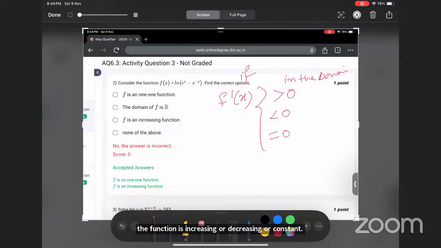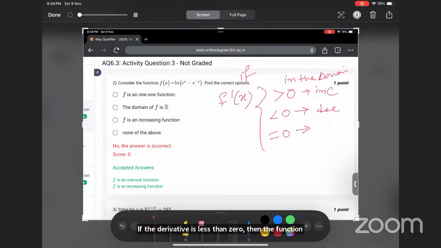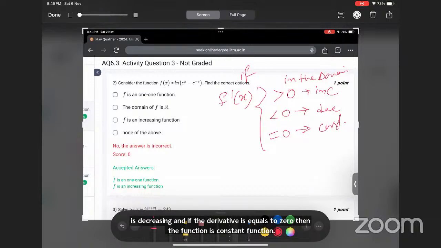If the derivative is greater than 0, then we say this is an increasing function. If the derivative is less than 0, then the function is decreasing. And if the derivative equals 0, then the function is constant. So this is the result. You can apply this result for any function, then you can calculate whether it is increasing or not.